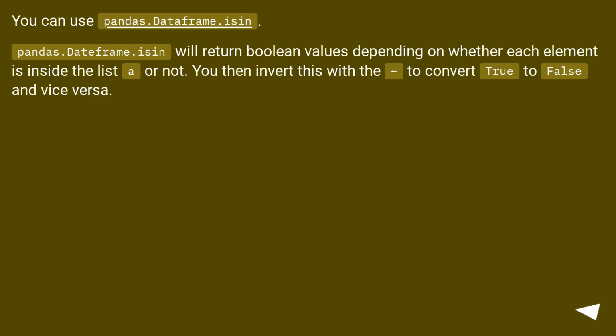You can use pandas.DataFrame.isin. pandas.DataFrame.isin will return Boolean values depending on whether each element is inside the list A or not. You then invert this with the tilde to convert true to false and vice versa.